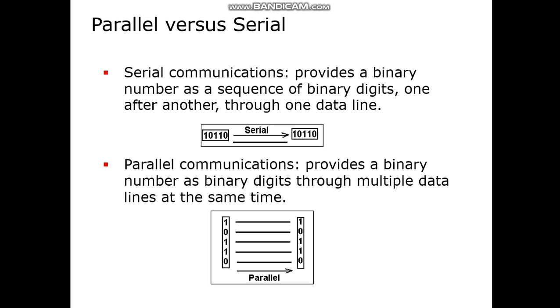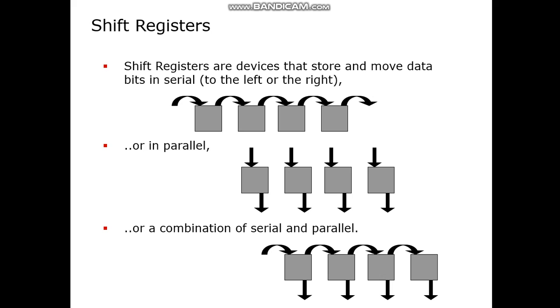Now, parallel versus serial. Serial communication provides a binary number as a sequence of binary digits, one after another, through one data line. Parallel communication provides a binary number as binary digits through multiple data lines at the same time. That is the difference between serial and parallel communication. Shift registers are devices that store or move bits serially from left to right. Like this, this 0 will be moved to here, and another data will be loaded, so it is shifted. Parallel means we give a parallel input and get a parallel output.